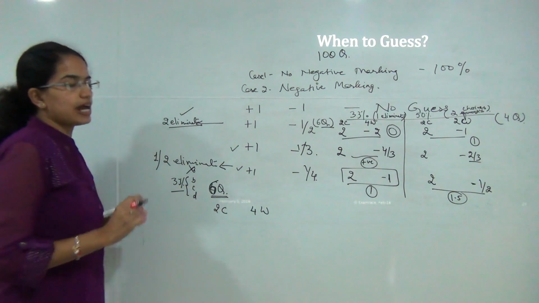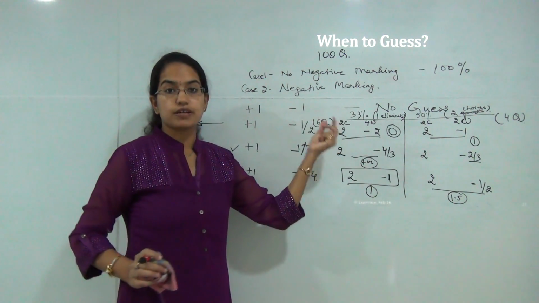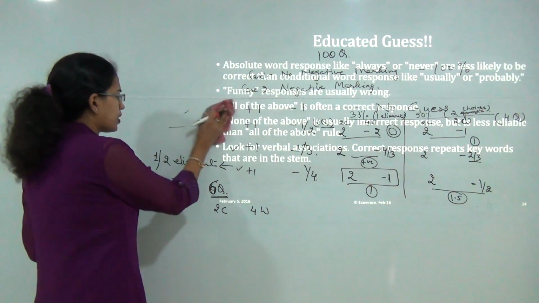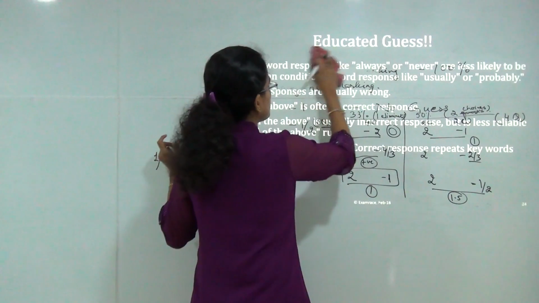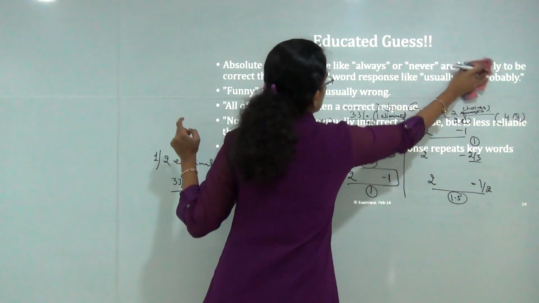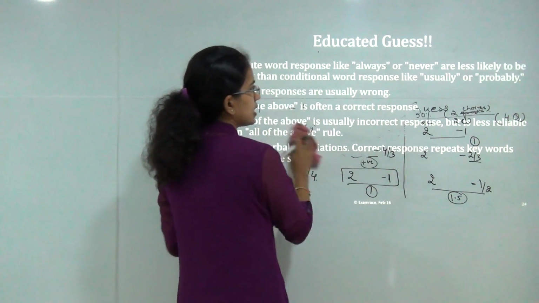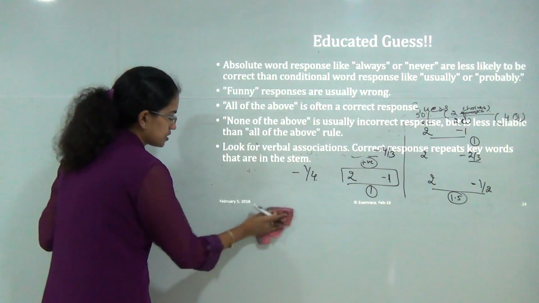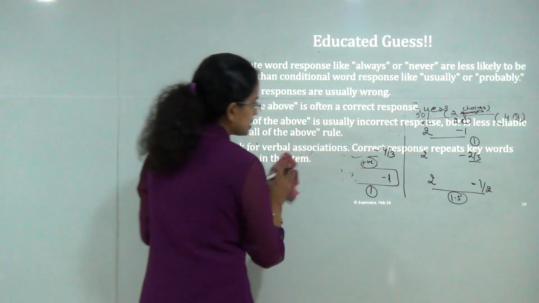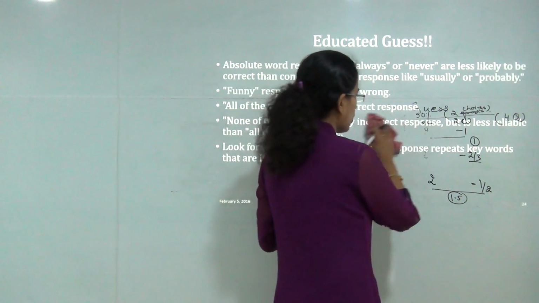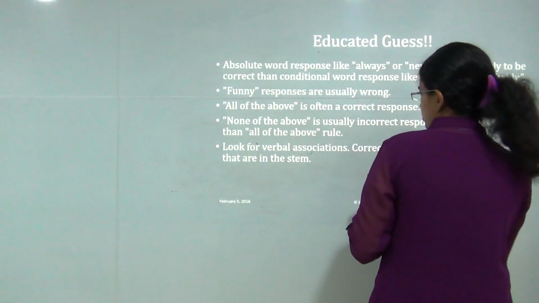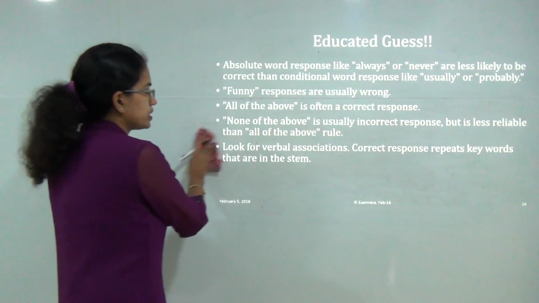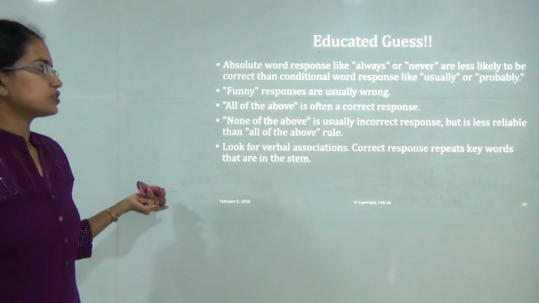So this is how we understand the pattern of guessing, which is very important before you start solving the MCQ questions. Now the important thing here is that the guess you are marking should be an educated guess. Usually words like always, never are less likely correct as compared to usually, probably. Funny responses, if given, are not correct. None of these is usually not a correct option, but all of these is a confusing choice for most of us. And you must look for keywords which are creating association between the question and the choices. So verbal association is important.